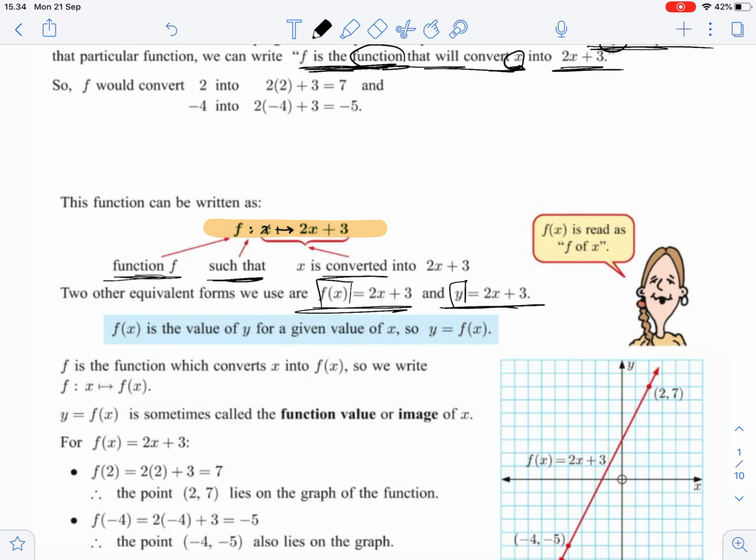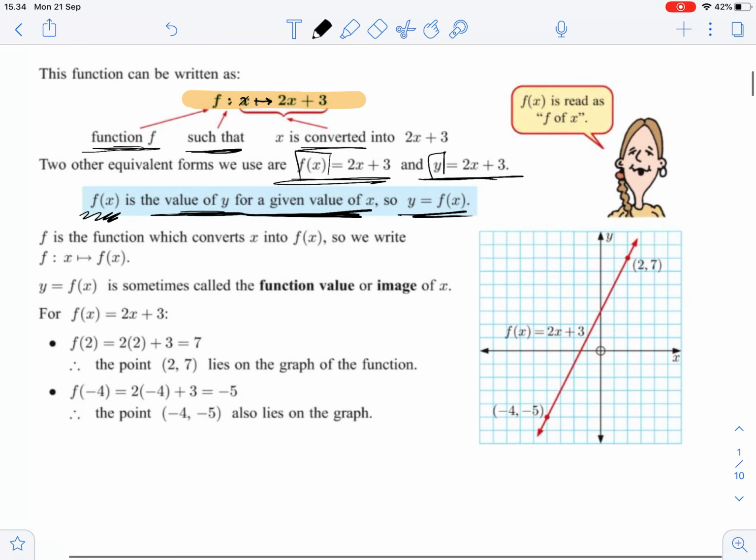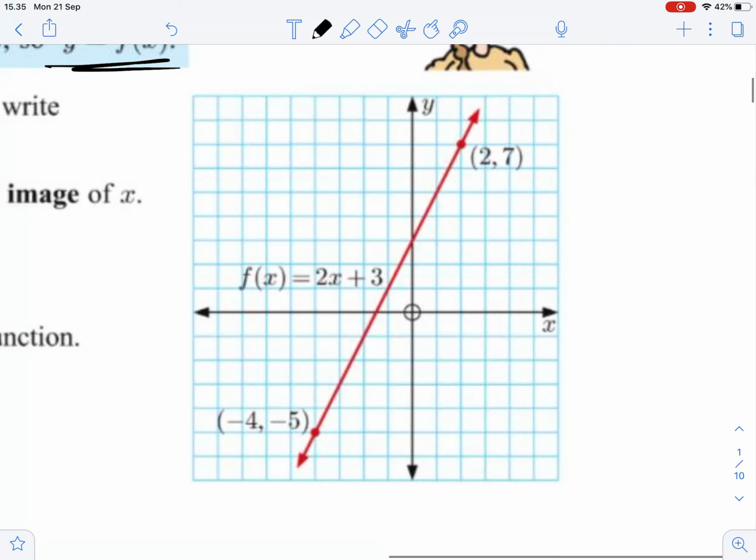F of x and y are often just interchangeable. They mean the same thing. They're talking about the output. Okay. And here it is very clear. F of x is the value of y for a given value x. So y is equal to f of x. All right. So on this graph here, remember that your input is always along your x-axis and your output is always along your y-axis. Okay?